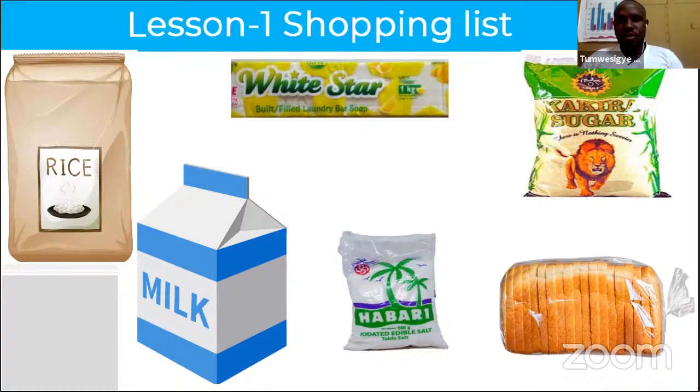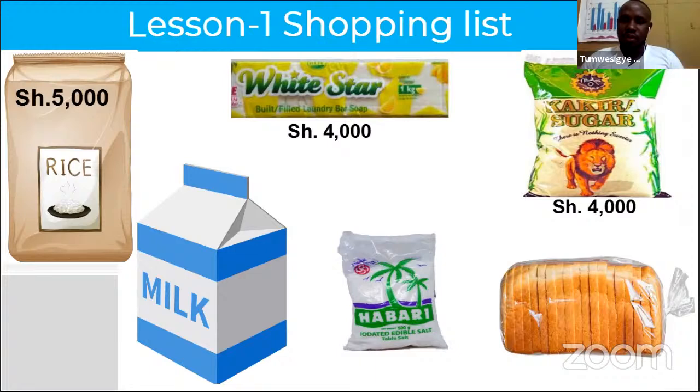Let's move on. Now let's look at the prices of each. A kilogram of rice is costing 5,000. A bar of soap is costing 4,000. A kilogram of sugar is also costing 4,000. A packet of milk is costing 2,000. A kilogram of salt is costing 1,000 Ugandan shillings. And also we have bread, and the cost of bread is 6,000.